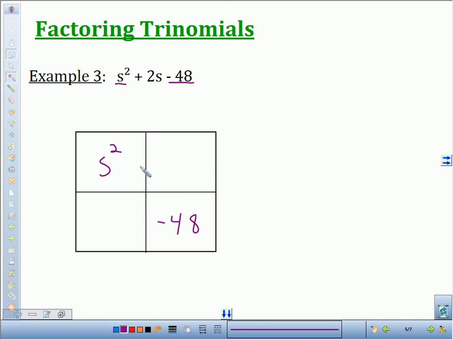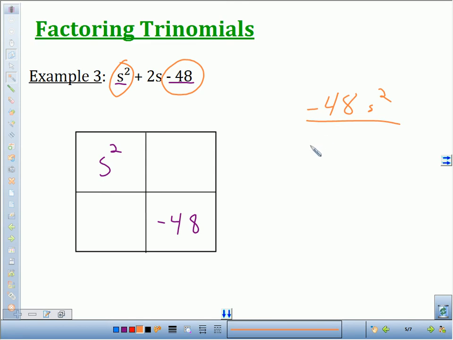So, we multiply s squared times negative 48, and we get negative 48s squared. Now I want the factors of negative 48s squared that add up to positive 2s. Since 48 is negative, one of my factors has to be positive and one has to be negative, because that's how we get a negative number. We multiply a negative by a positive. So we need to look at our factors.